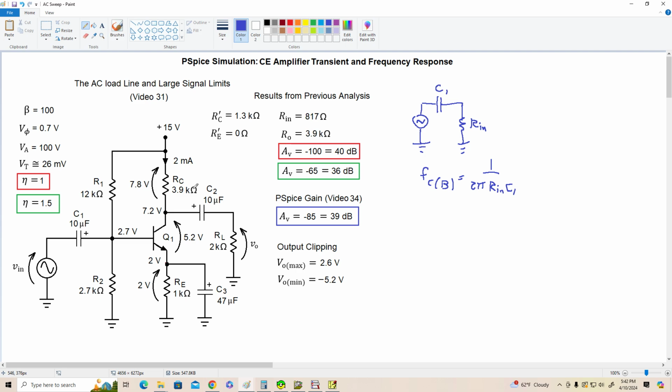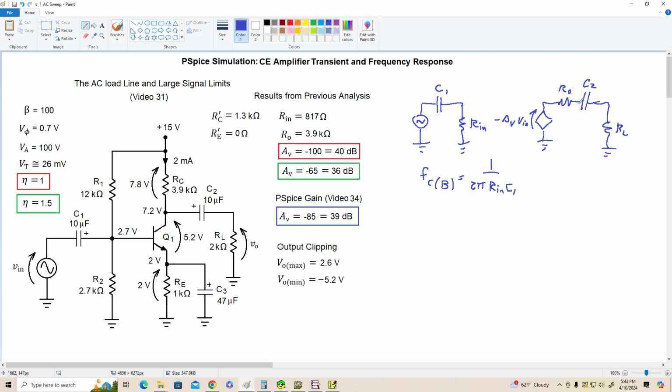At the output, we're going to model the amplifier as a voltage-controlled voltage source that's determined by AV times Vin, and since AV is negative, I'll throw a negative sign on here. It's got an output resistance RO, that's typically the collector resistance. We're going through coupling cap C2, and here's our load resistor RL, and this also forms a high-pass filter.